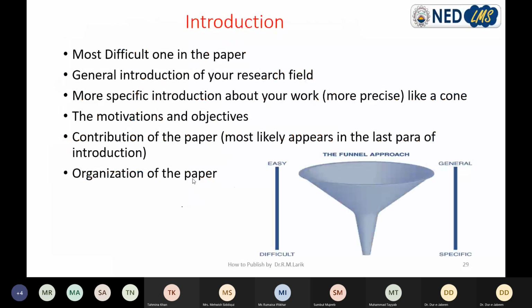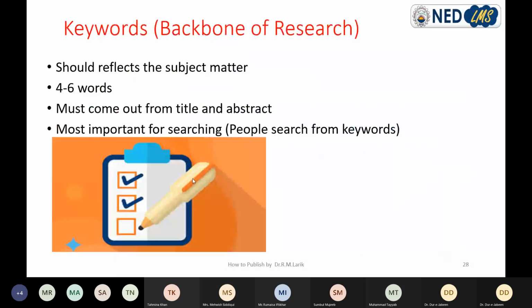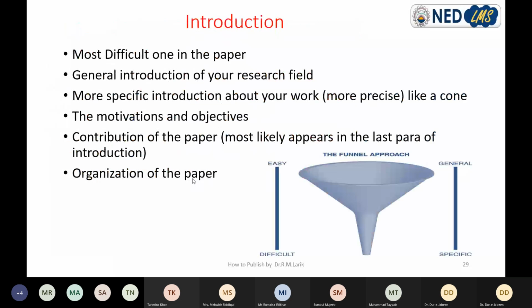Okay, the third element after title and abstract is the introduction, right? See, introduction seems very easy, but it is the most typical part. Believe me, introduction is the most typical part. It's not easy to write the introduction of your impact factor journal article in a very smooth flow, right?